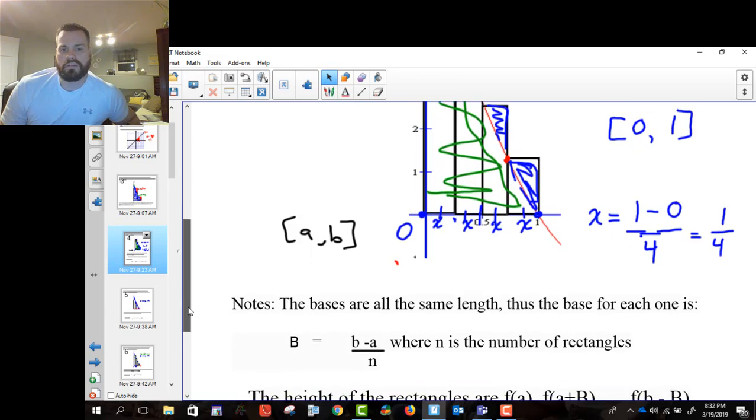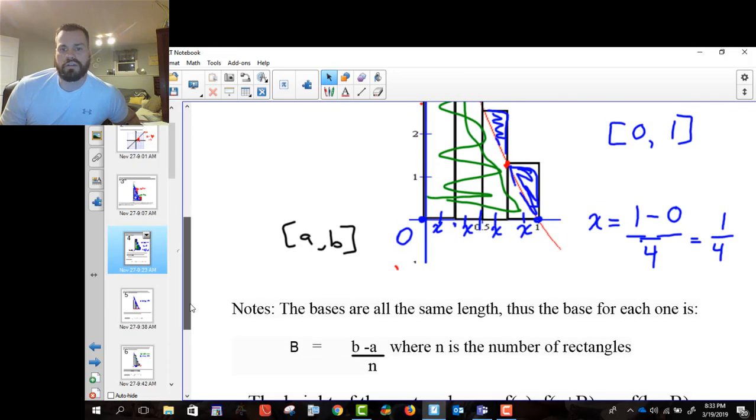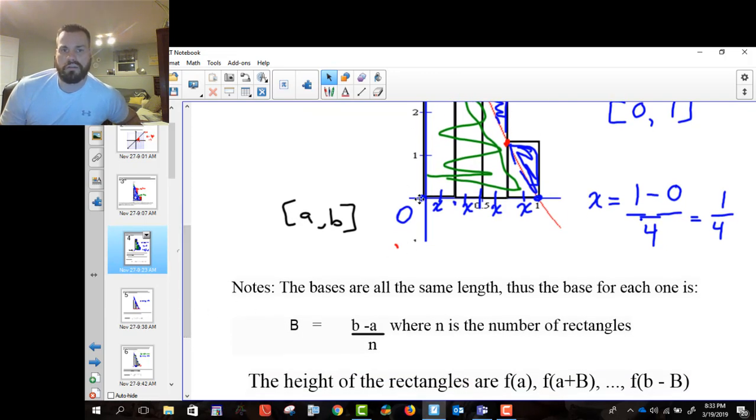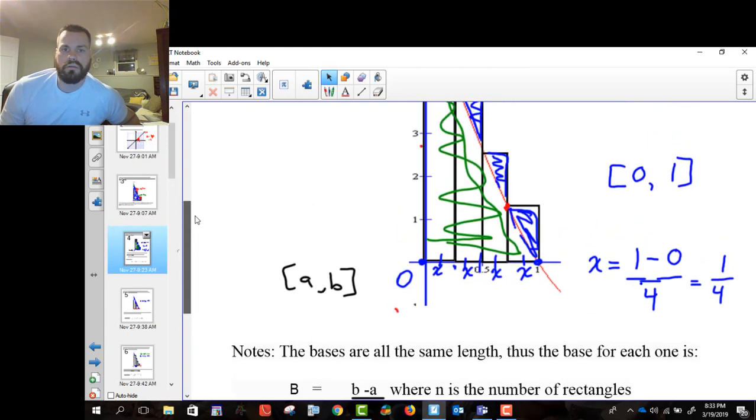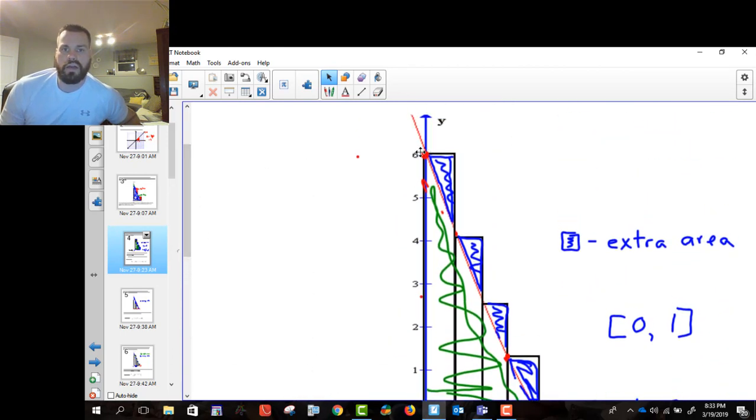And then what we do is we say, okay, now what's the height of the rectangles? And because they're left justified, we're going to start with the left corner of the first one at 0, and we're going to go up to the function. And we call that right there f of 0. That's the height at 0. In this case, it's 6, right? f of 0. There we go.